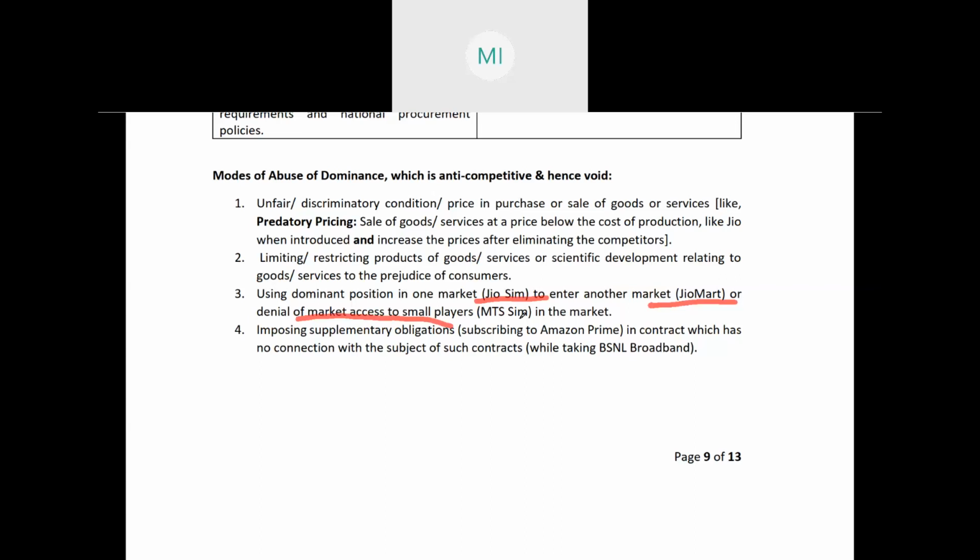Then like sometimes you'll be forced to get something else also. Like when you're taking a broadband connection from BSNL, you will be forced to subscribe to Amazon Prime. So these kinds of things are totally not connected, but they impose this obligation. So these are all the modes of abuse of dominance. So abuse of dominance, which is anti-competitive, is hence void.